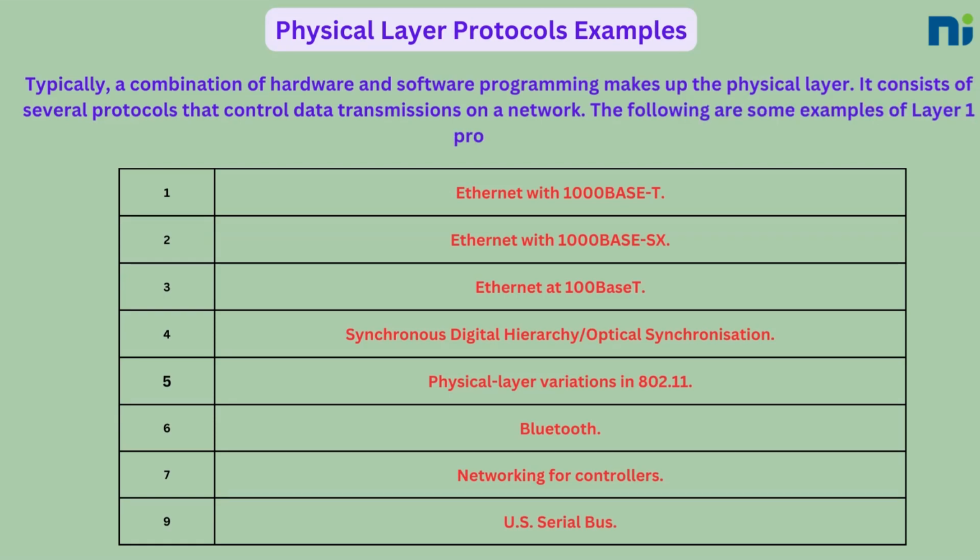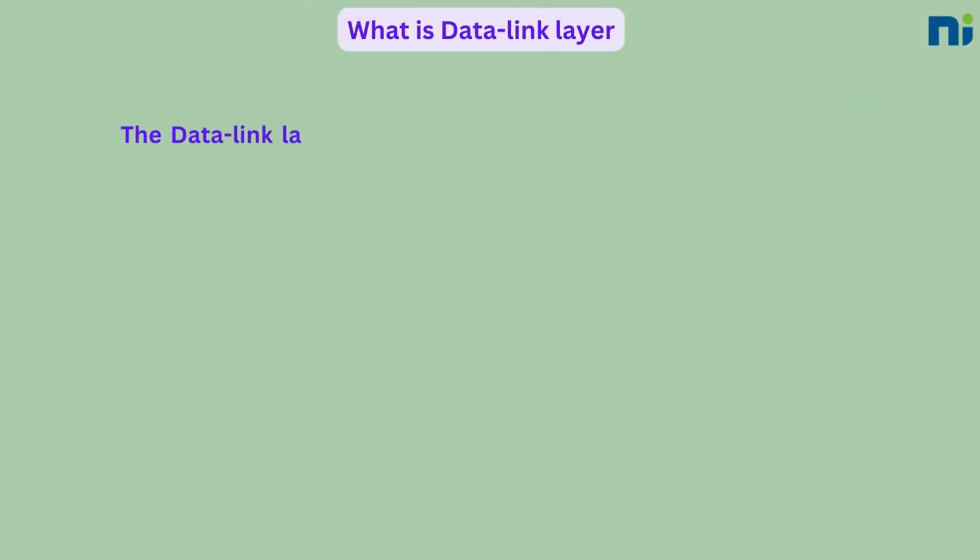Ethernet at 100BASE-T. 4. Synchronous digital hierarchy/optical synchronization. 5. Physical layer variations in 802.11. 6. Bluetooth. 7. Networking for controllers. 8. USB, Universal Serial Bus. What is data link layer?